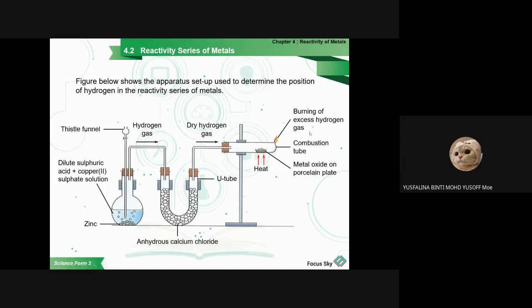This is the combustion tube, and this is the burning of excess hydrogen gas. You can see a flame produced here. This is the metal oxide on the porcelain plate. The metal oxide here is calcium oxide, so this is the metal oxide inside of it. So this is the setup for the experiment.